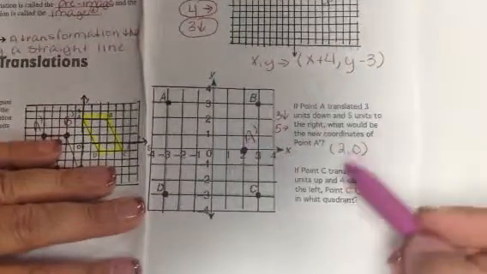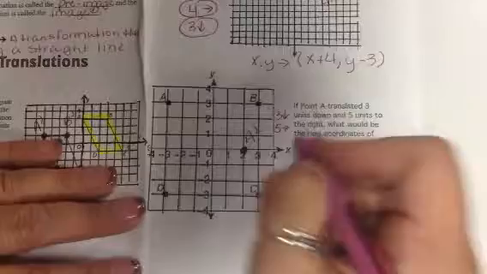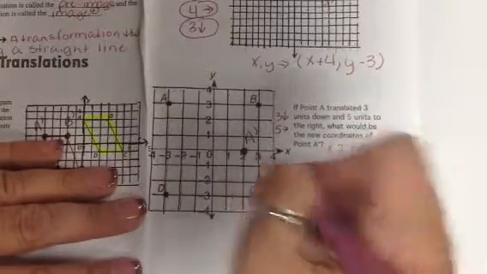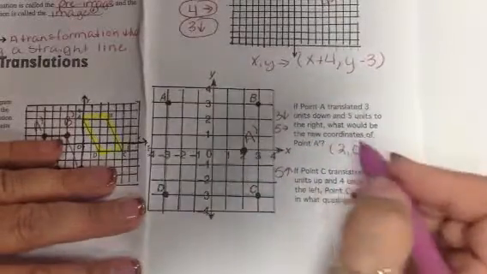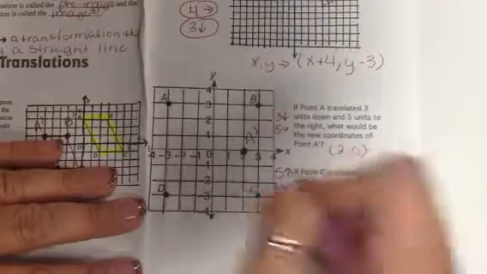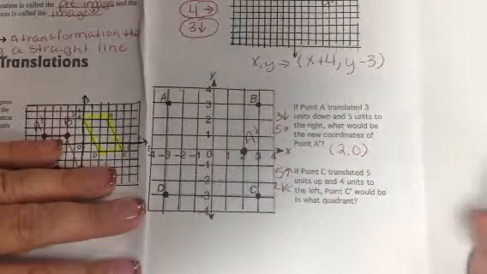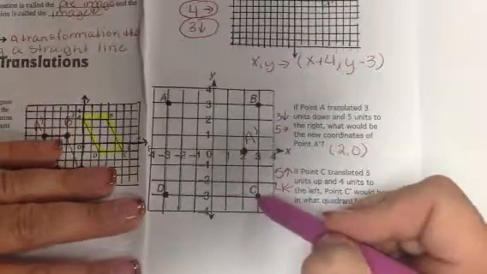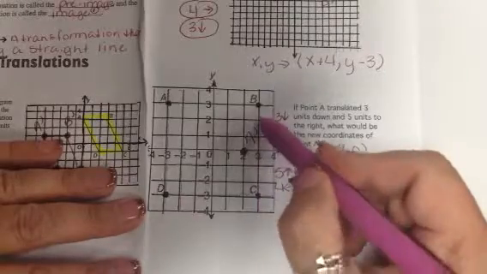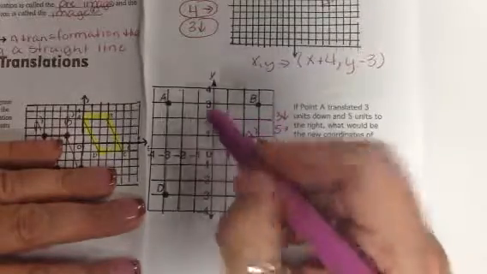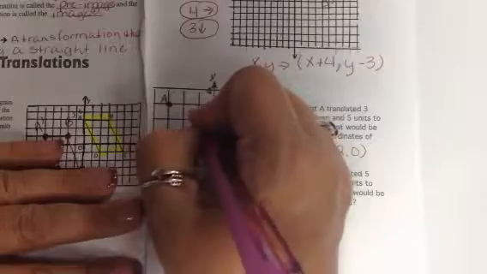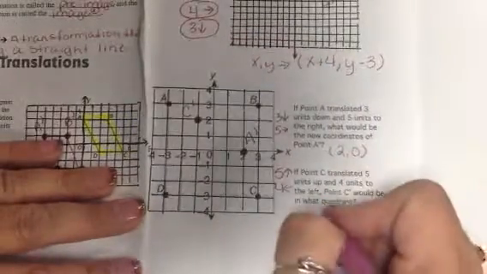Okay? The next question says, if point C translates 5 units up, 5 up, and 4 units to the left, what quadrant is it going to be in? Okay, so we're going to start on C, and we're going to go up 1, 2, 3, 4, 5, over 1, 2, 3, 4, and we're going to put a C prime right here. Okay, and that is actually going to end up in quadrant 2.